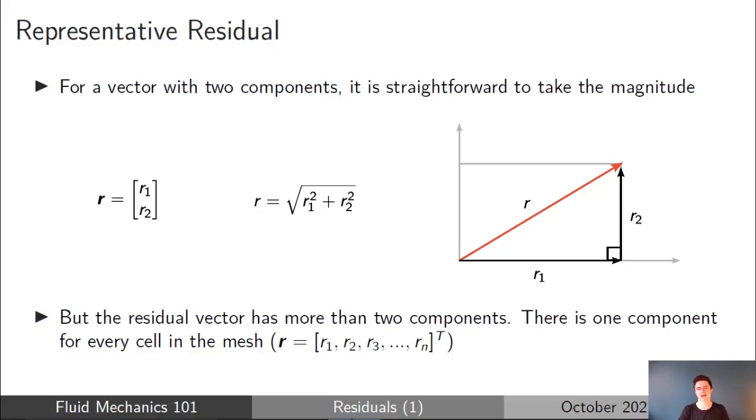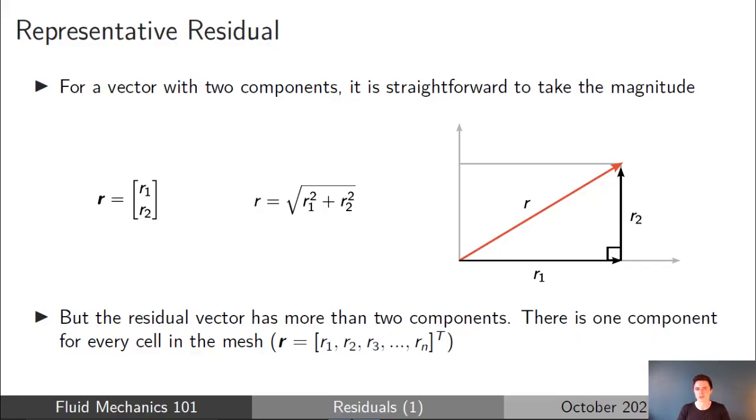If you had a mesh with only 2 cells in it, then your residual vector would only have 2 components. You could call them R1 and R2. And as we know from basic vector algebra, if we've got a vector with 2 components and we wanted a single representative value, we could just take the vector magnitude. And you can see that there in the plot. That's probably conceptually what I would do and what most people would do at first glance. A vector with 2 components, let's just take the magnitude, and that gets us our representative scalar value.